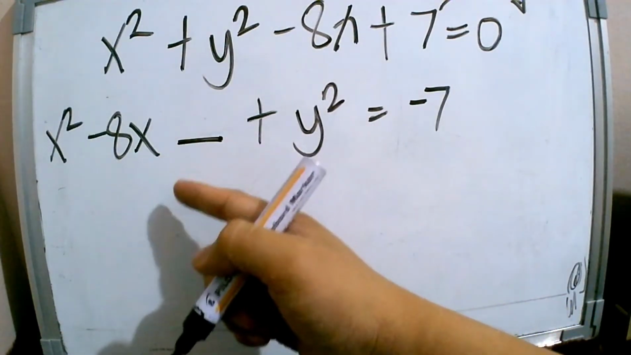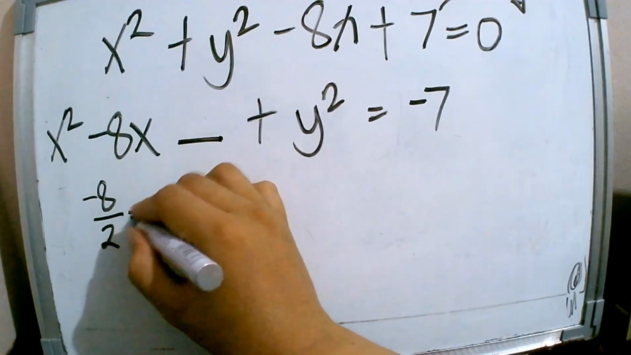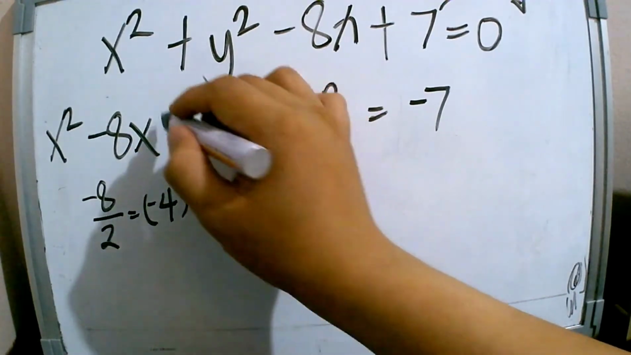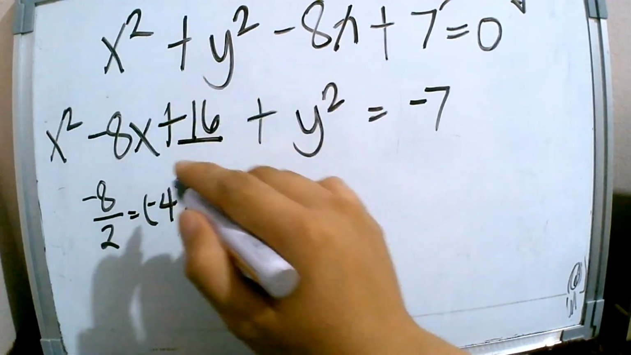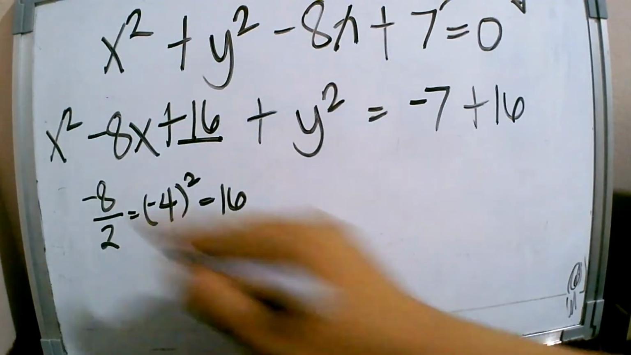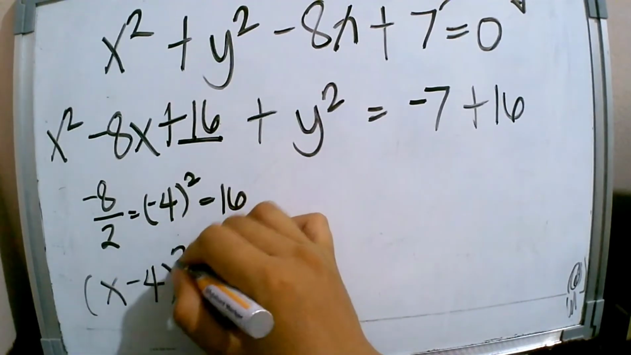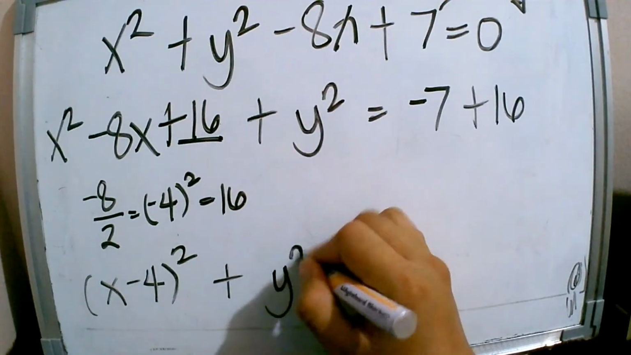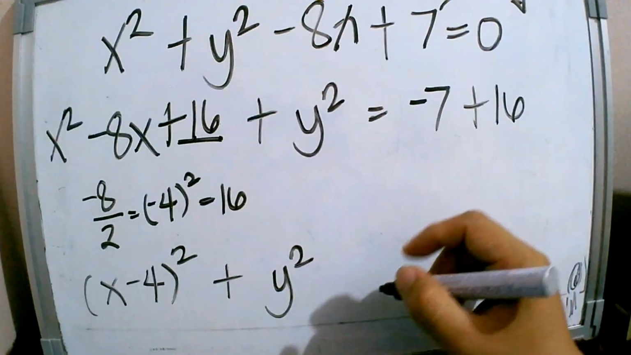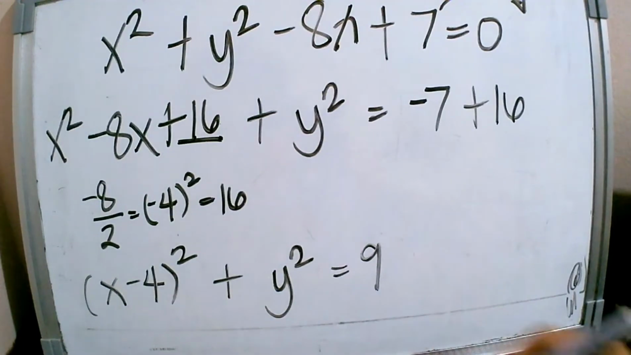Okay, do the completing the square. So we have negative 8 divided by 2. So we have negative 4, then squared. So we have positive 16. So add positive 16 on this side and on the other side, positive 16. So we have x minus 4 squared plus y squared. Let's add this one. So we have 9, positive 9.